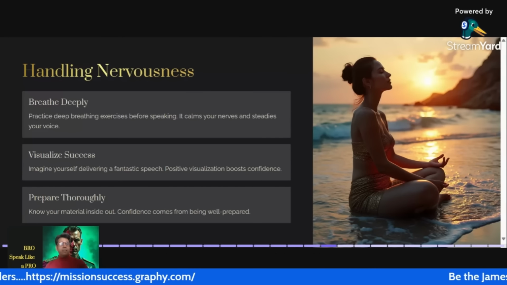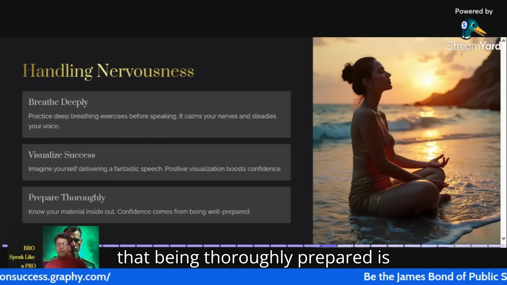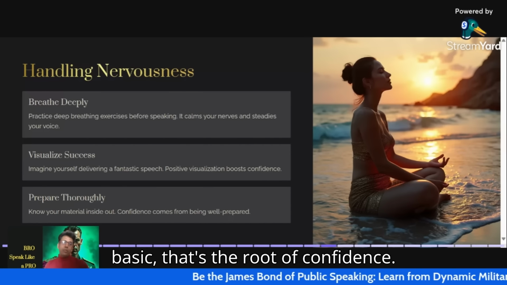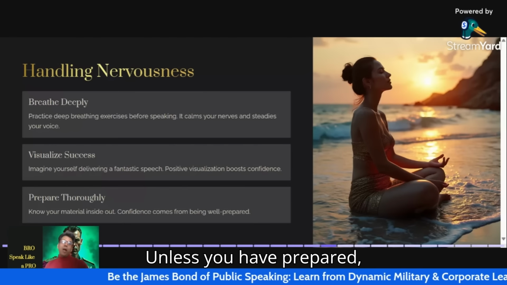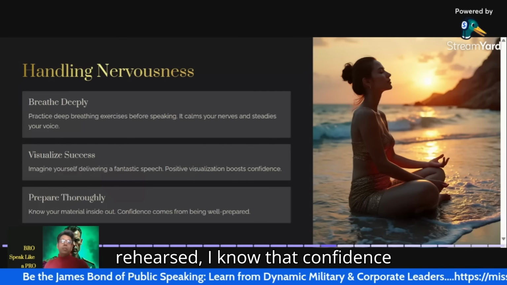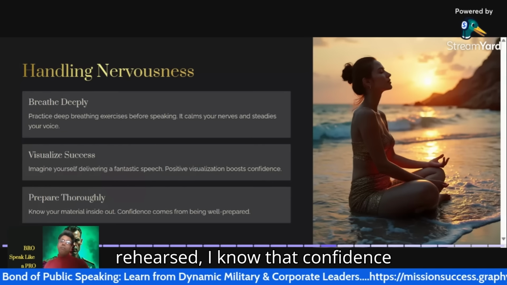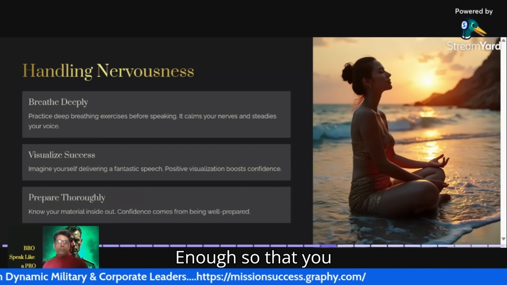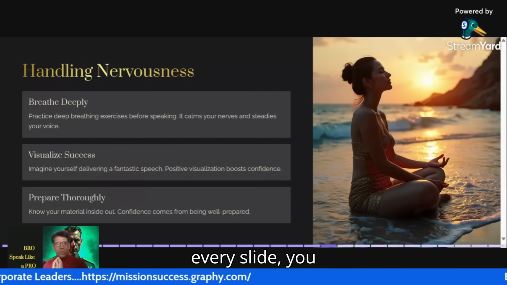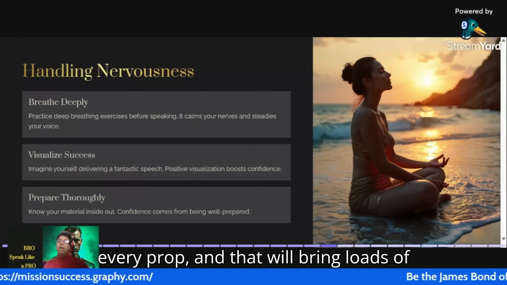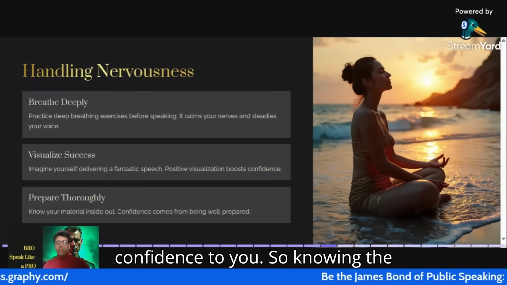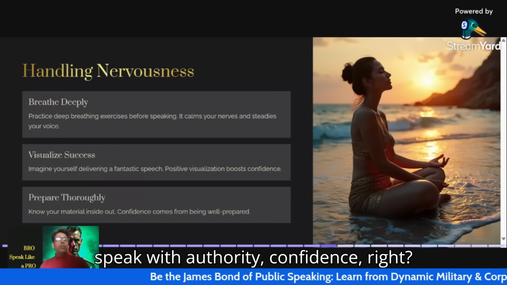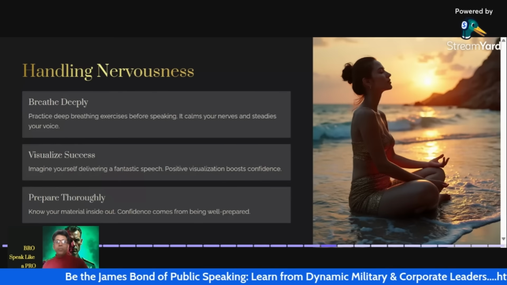Now, emphasize that being thoroughly prepared is key to feeling confident. That's the basic, that's the root of confidence. Unless you have prepared and rehearsed, I know that confidence will not come. So do that enough so that you know the content, every slide, every prop, and that will bring loads of confidence to you. Knowing the material inside out will allow you to speak with authority and confidence, right?